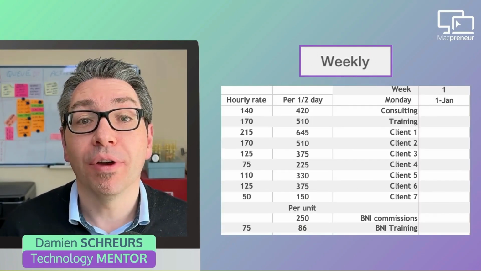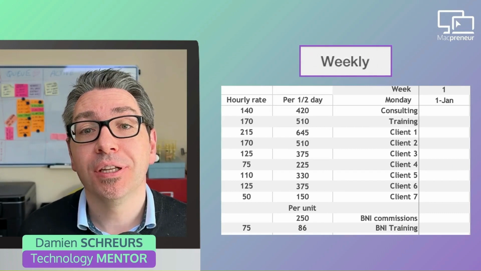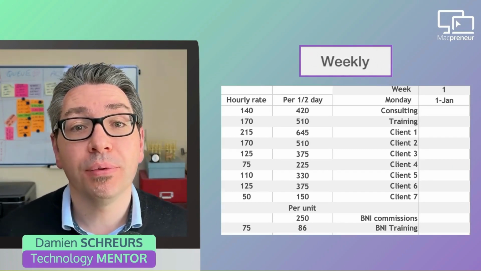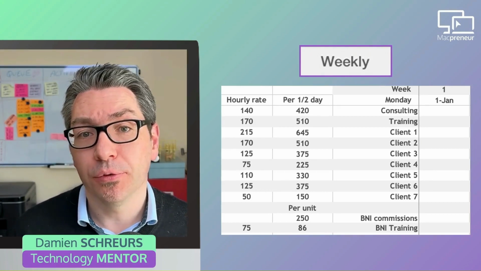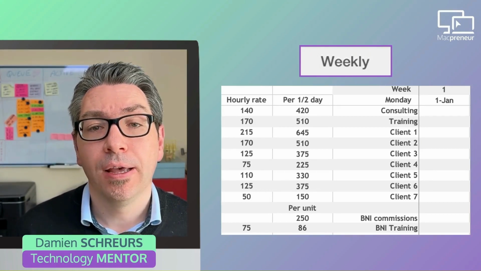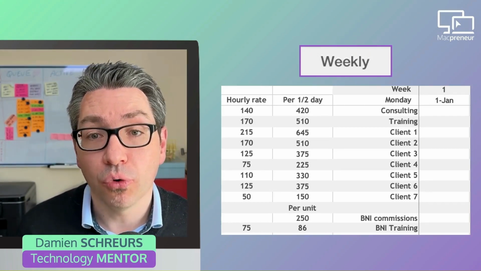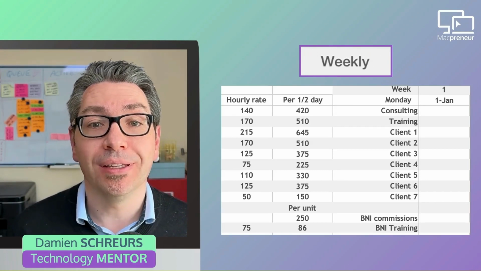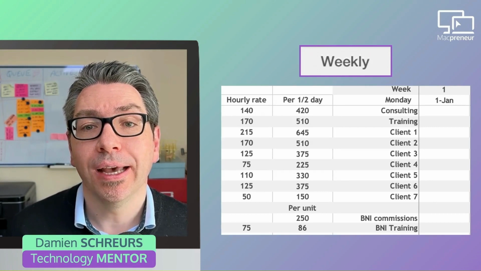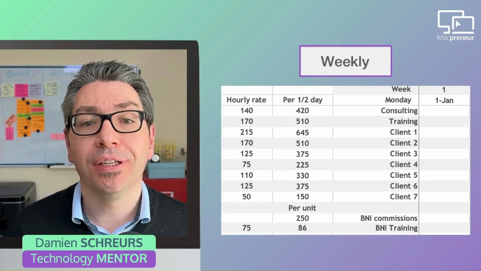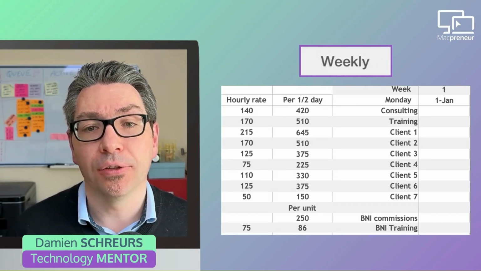Now, when it comes to revenue forecasting, imagine a table with 53 columns, one for each week, with the week number and the date for the first day of the week on top. Then there are a bunch of rows, one per revenue stream, and in the case of EasyTECH, you have a row for consulting, another one for training, and then a bunch of individual rows for different clients.